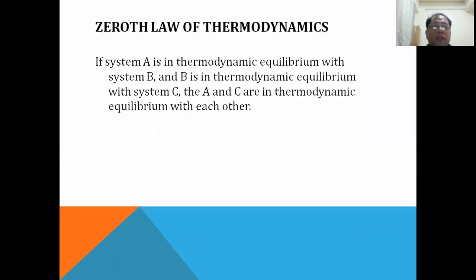Beginning with the zeroth law of thermodynamics, let's mention this law. If a system A is in thermodynamic equilibrium with system B, and B is in thermodynamic equilibrium with system C, then A and C are in thermodynamic equilibrium with each other. Assuming that these three systems are separate from one another, what you can establish is that A and B have the same conditions, they are in thermodynamic equilibrium. Likewise, B and C can also be established to be in thermodynamic equilibrium with one another.